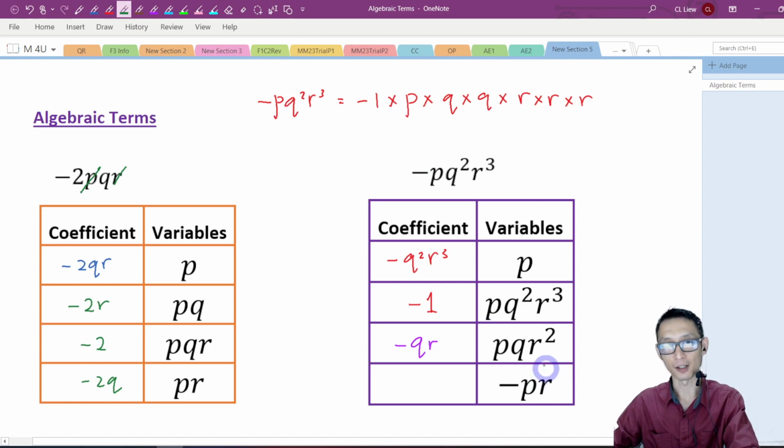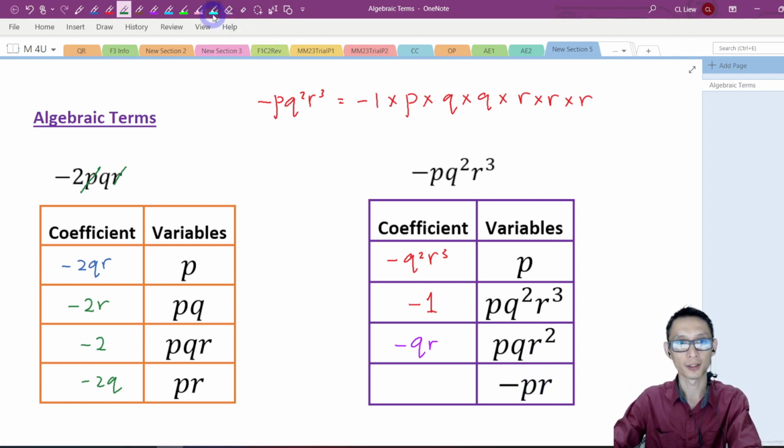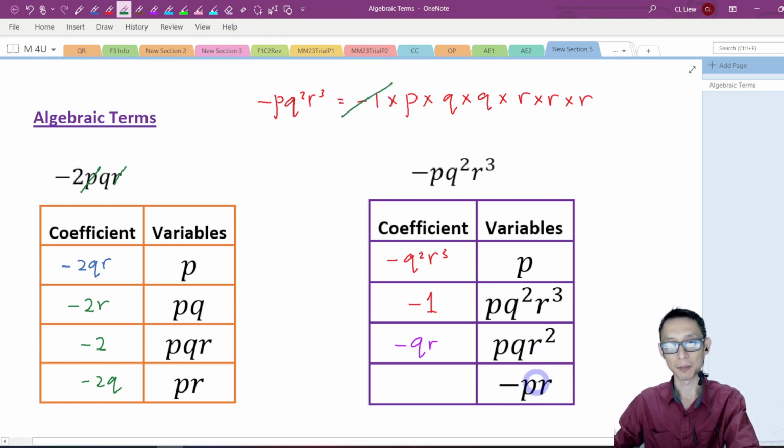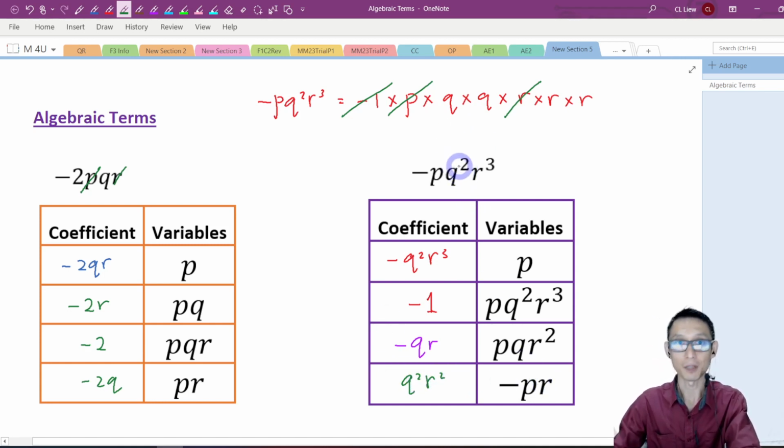Negative PR. So negative, I'm going to cut this one. P, I'm going to cut this. R, I'm going to cut this. So eventually, I only have Q squared R squared. Q squared R squared. So if you want to double check, we take this one times this one, we should be able to get back this. If we cannot get back this, it means that our answer is incorrect.